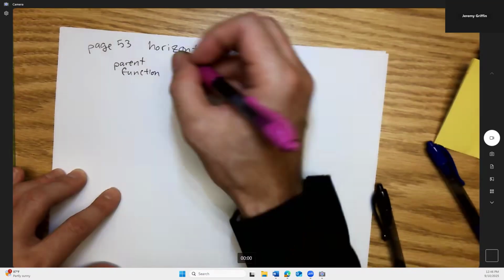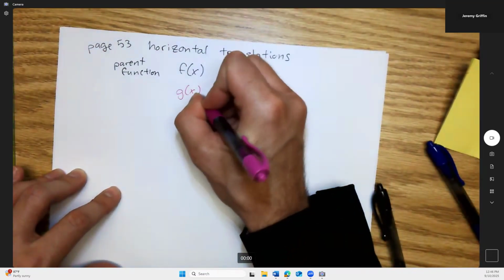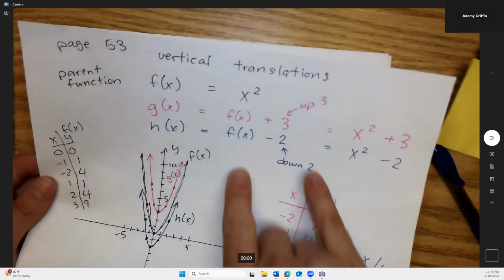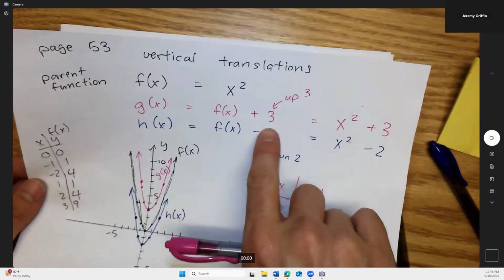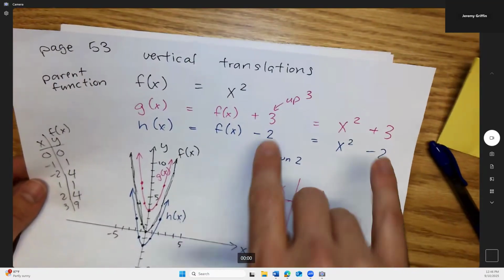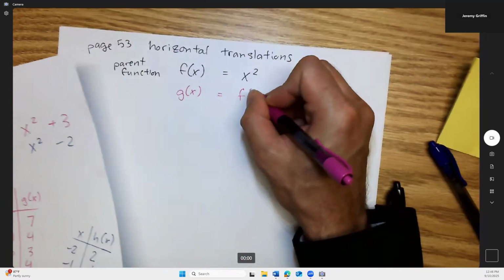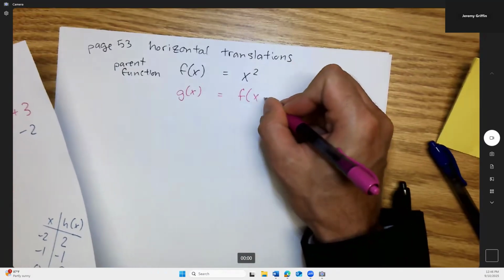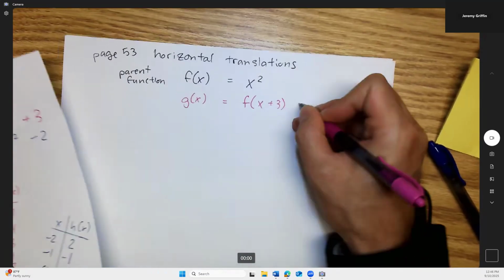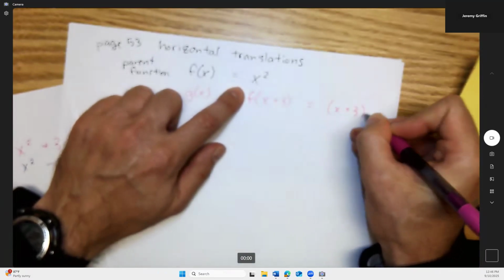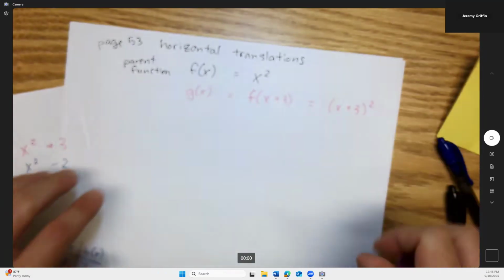Now, what if you have a g of x this time? You have to remember for the vertical, I listed out the function and did plus 3 after the fact. Now, I'll do something that looks kind of similar, but it's actually a little different. What if it's f of, and then x plus 3 in parentheses? How that would work out here is, in parentheses, I'd have x plus 3, and the whole thing would be squared.